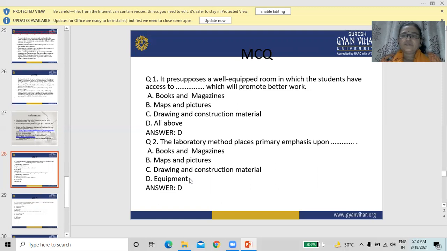Next MCQ. The laboratory method places primary emphasis upon blank. Option A, books and magazines. Option B, maps and pictures. Option C, drawing and construction material. Option D, equipment. Correct answer is equipment. The laboratory method places primary emphasis upon equipment.